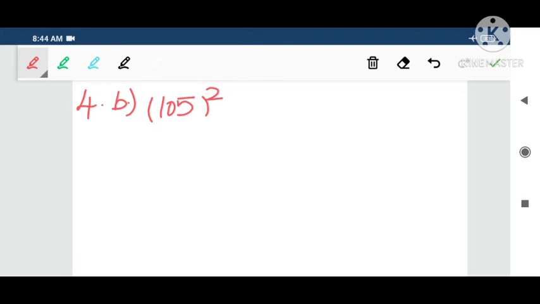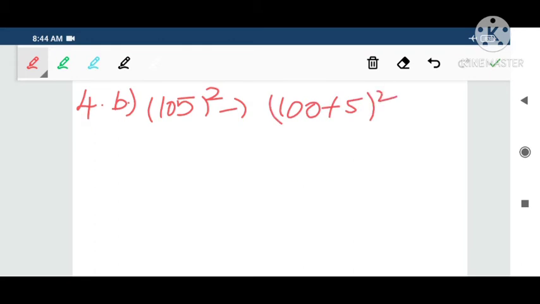Now you observe 105 whole square. In the same way, without actual multiplication, by using identities, you need to find the value. So the nearest round value to 105 is 100. It's more than 100, by 5. So you're supposed to use (a plus b) the whole square. The hint I gave: it should be (100 plus 5) the whole square. You're supposed to write it like this.